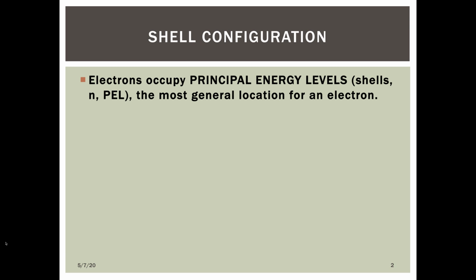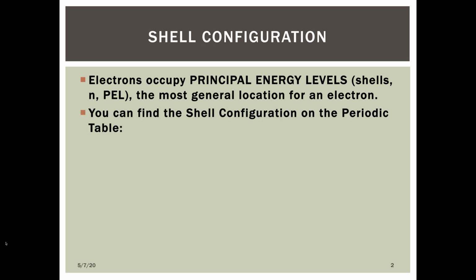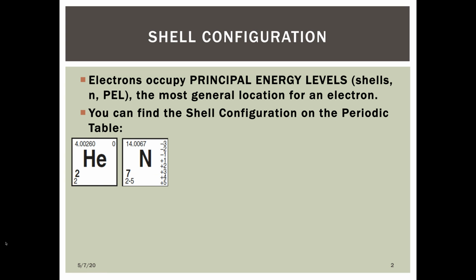So electrons occupy these energy levels. If you remember the Bohr model, those are the rings around the nucleus, although that's not what it really looks like. And as far as the electron configuration of these are concerned, well, that's easy. You can find that right on your reference table if you're in New York State. The shell configuration is at the very bottom left corner.